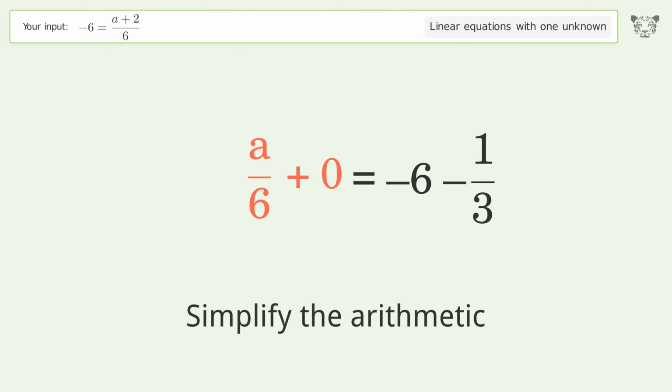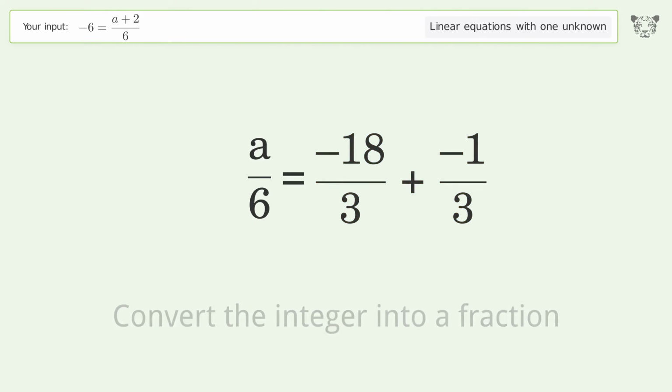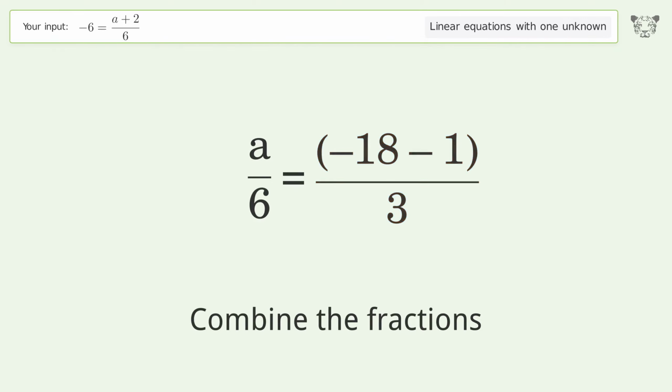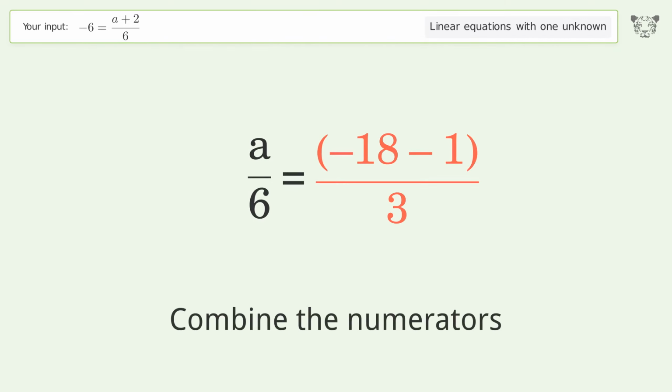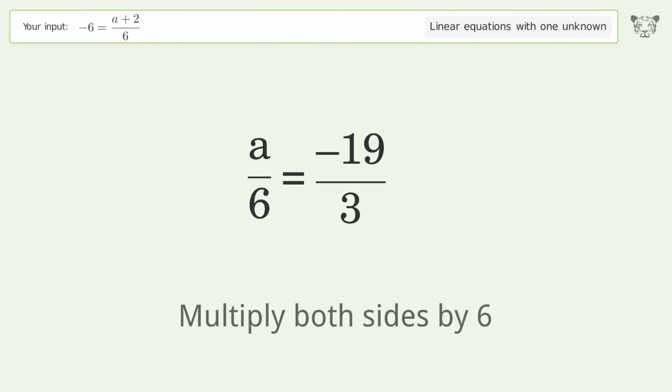Simplify the arithmetic. Convert the integer into a fraction. Combine the fractions. Combine the numerators. Isolate the a. Multiply both sides by 6.